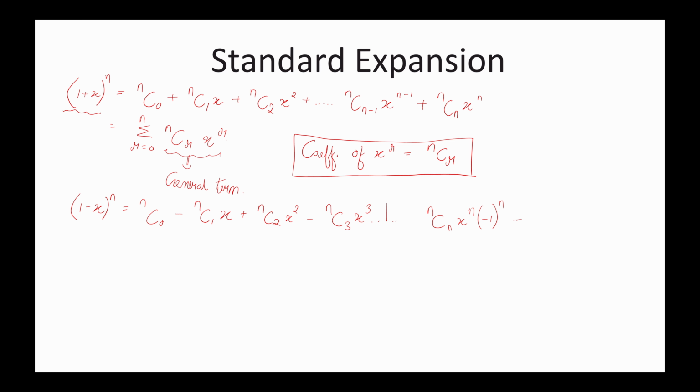So of course, the general term for this entire equation can be written as the sum over r equals 0 to n, nCr x to the power r, and this would become multiplied by minus 1 to the power r. So this is how the general term for this type of expansion is written down. You must remember this as well. This is our general term for this.